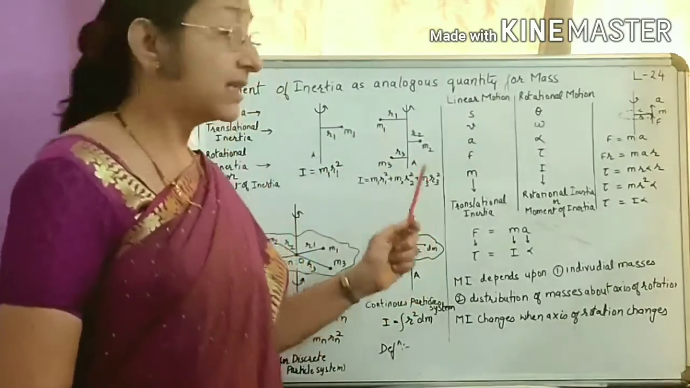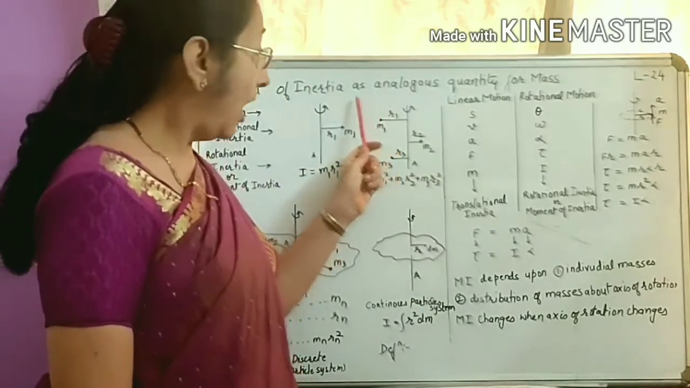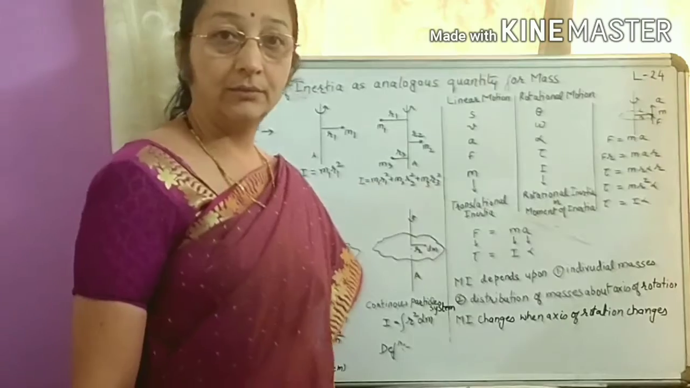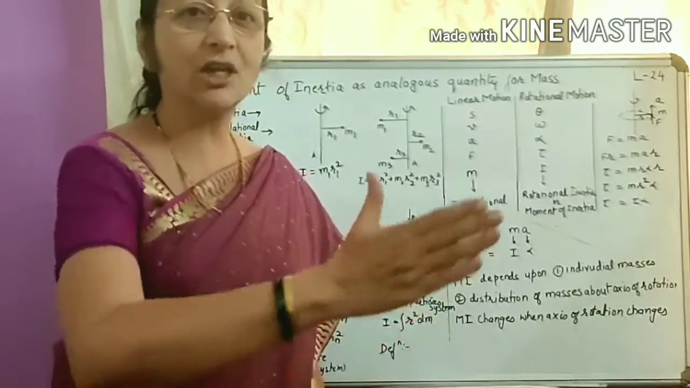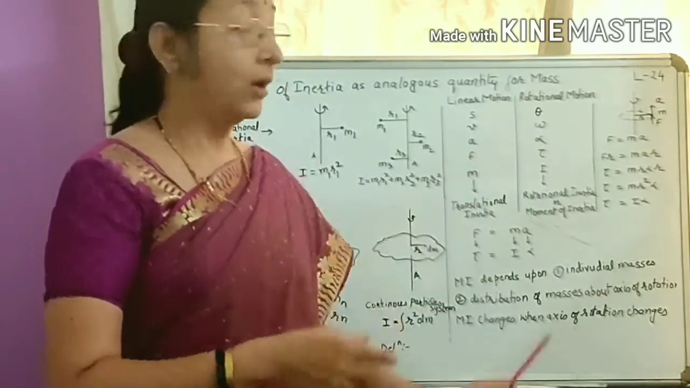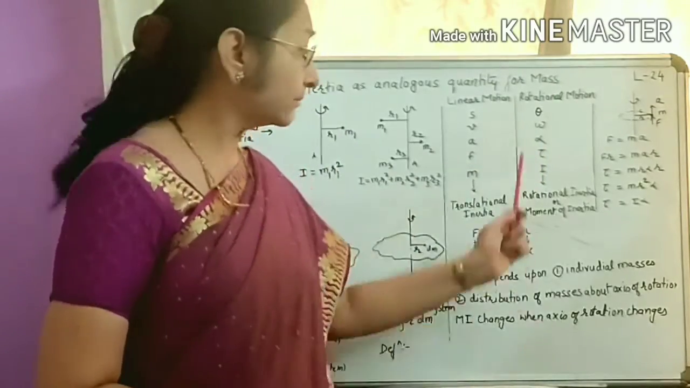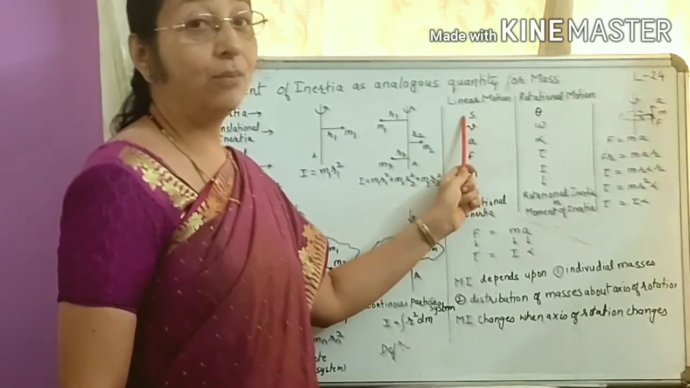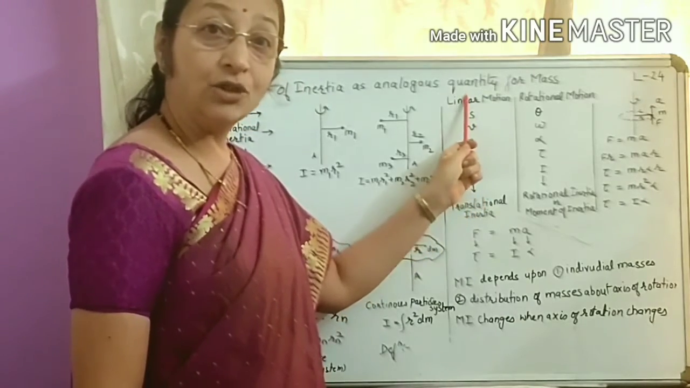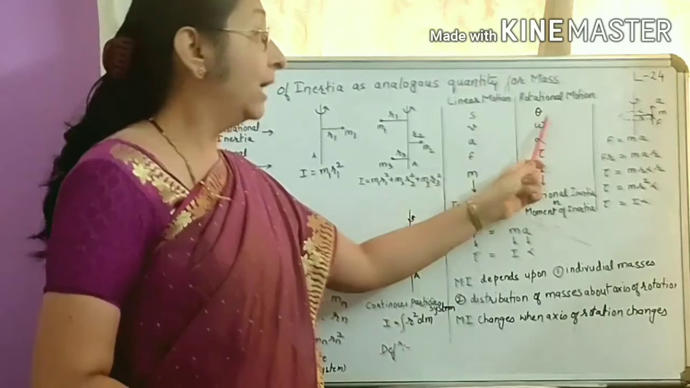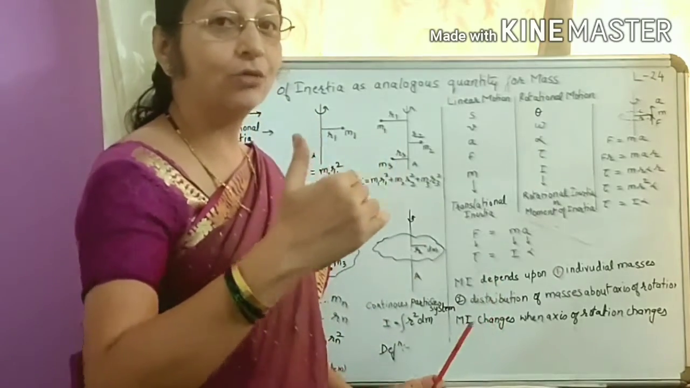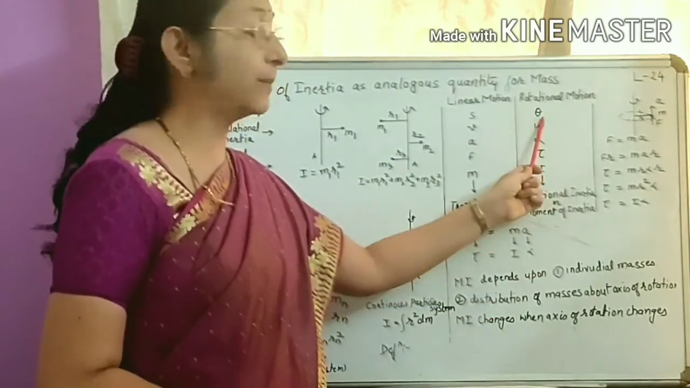Now we are going to discuss how the moment of inertia is an analogous quantity for mass. Now, linear motion means straight line motion, translational motion. So linear motion and rotational motion, or circular motion, angular motion. Now in linear motion, what do we call s? Displacement. The work that displacement does in linear motion, the particle got displaced, theta does the same work in rotational motion. That is, theta measures how much the particle is angularly displaced, so this is angular displacement.